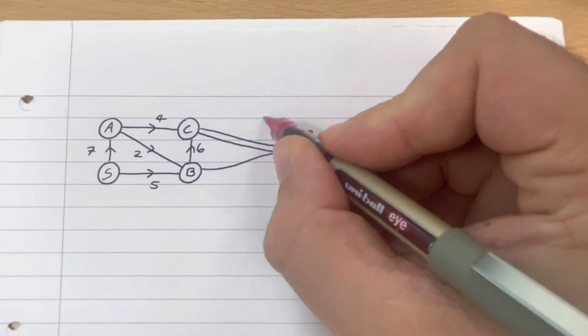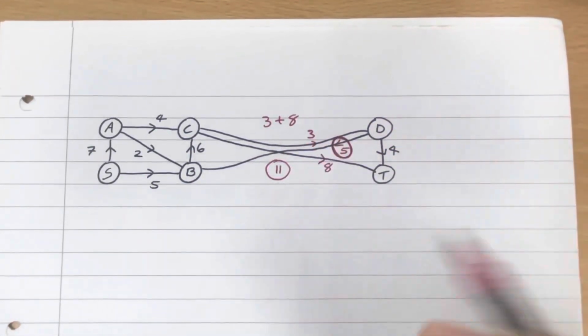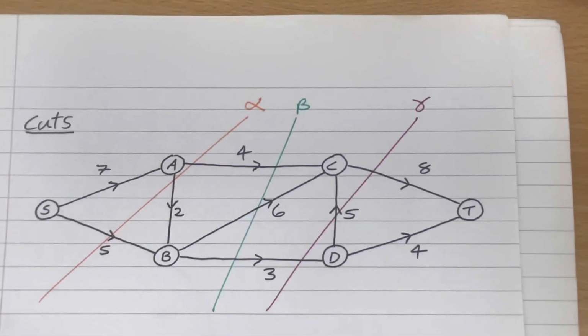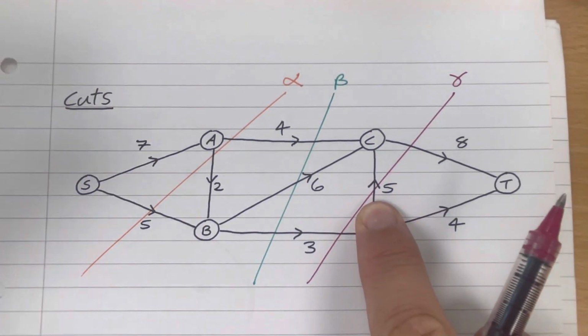So this cut is actually 3 plus 8, which is 11. So this actually equals the same as cut alpha. Okay, so cut gamma is not 16, which is a common mistake that students will make. It is a cut size of 11 because we do not count the 5.